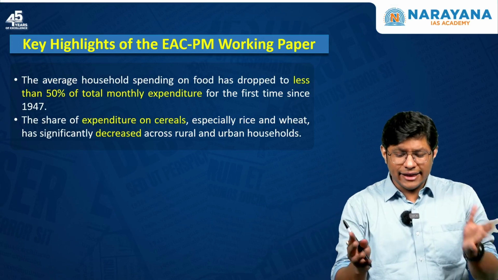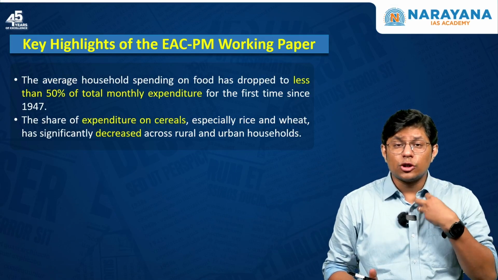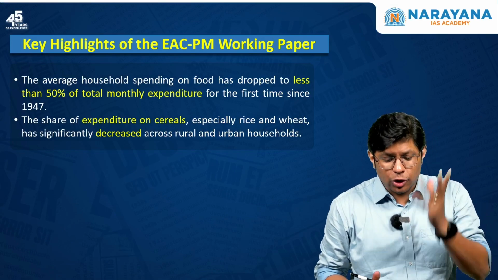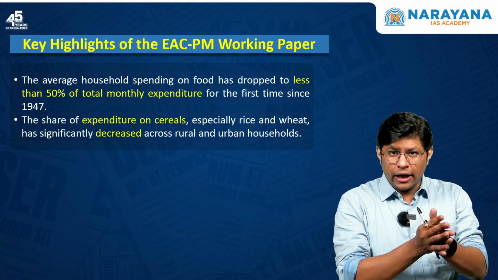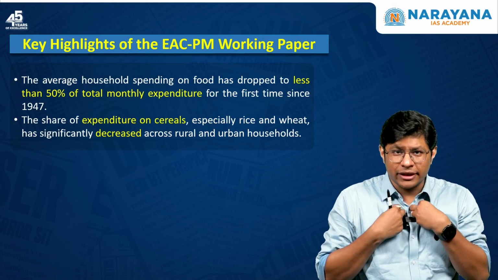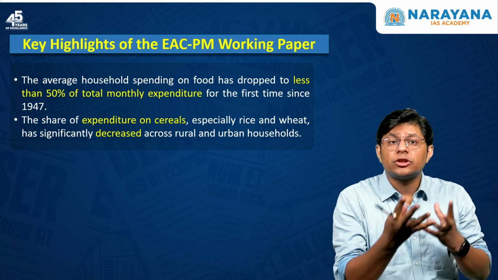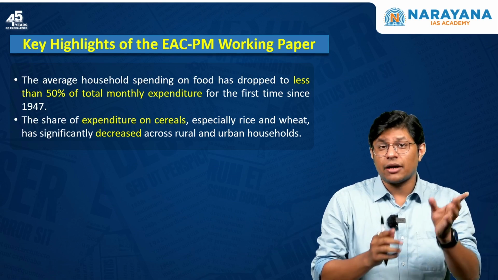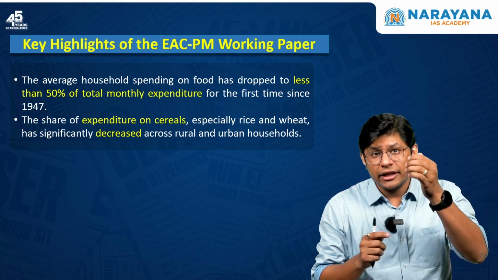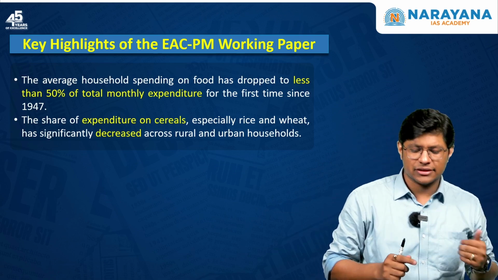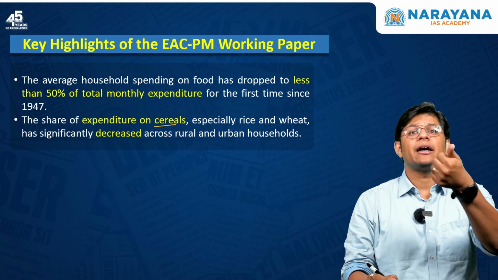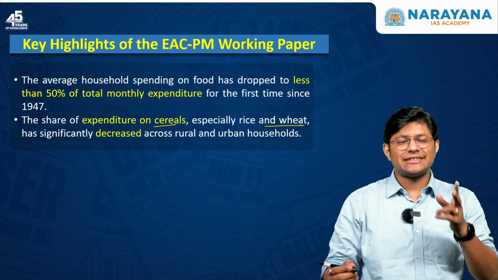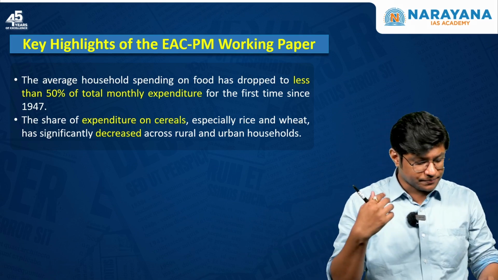Now, what are the highlights? One, household spending on food has dropped to less than 50%, which means initially, let's say I'm earning 100 rupees, I have to spend more than 50 rupees on food. But now, for the first time after independence, this expenditure has fallen to less than 50 rupees. The share of expenditure on cereals like rice and wheat has significantly decreased.